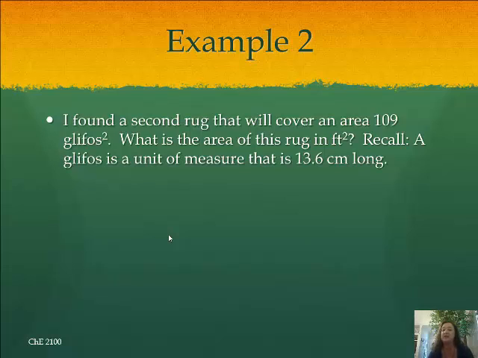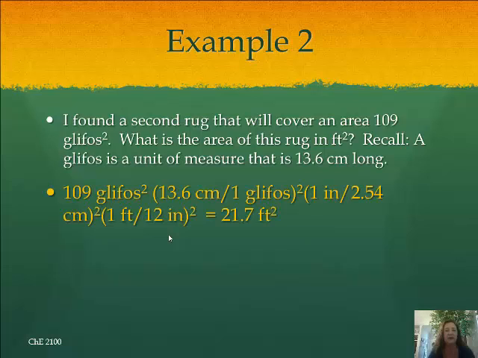Again, not comfortable with this, so I want to find out what's the area of the rug in feet squared. So again, same unit conversion, let's look at doing this. So 109 glyphos squared, well, a glyphos is 13.6 centimeters. This cancels one of them, so therefore I need to square this quantity to cancel the glyphos squared, leaving me centimeters squared. Now an inch is 2.54 centimeters. Again, squaring this will get me square inches.